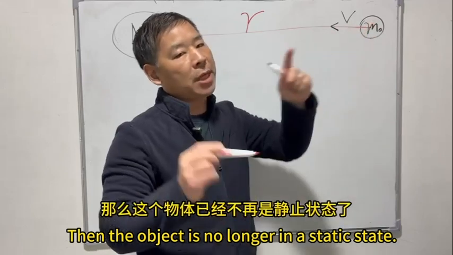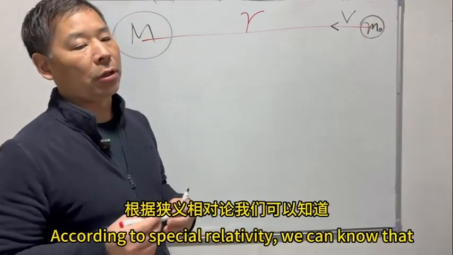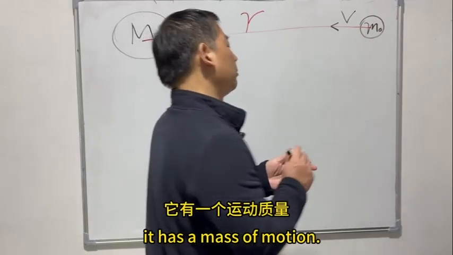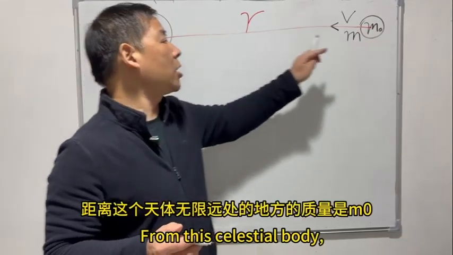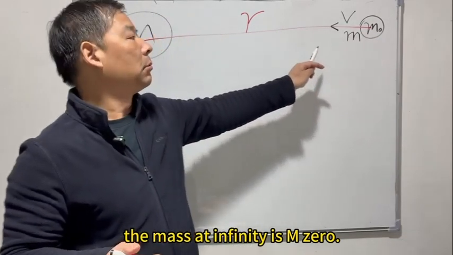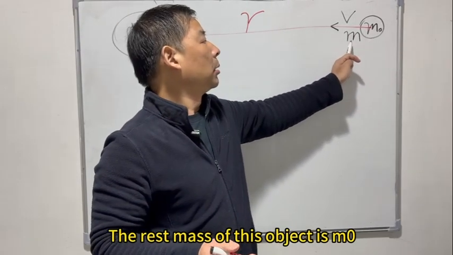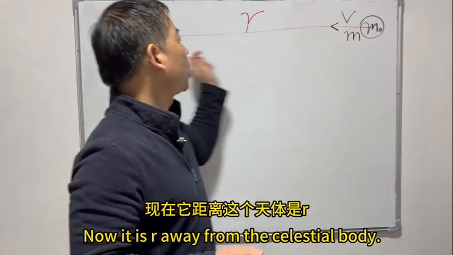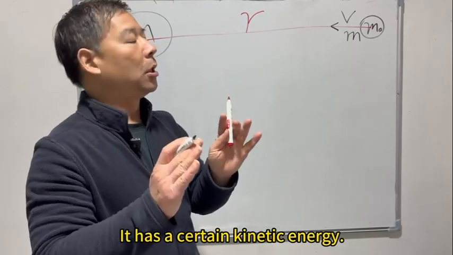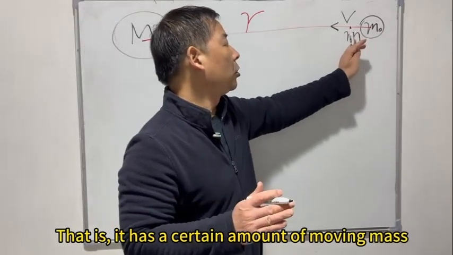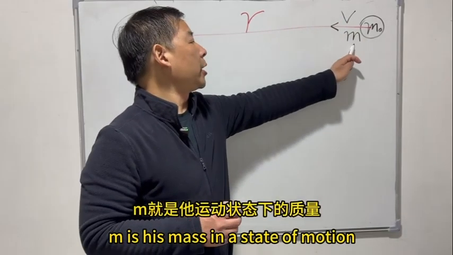Under the influence of gravity, the speed of the object increases from 0 to v. Then the object is no longer in a static state. It has a certain kinetic energy. According to special relativity, we know that it has a moving mass, which we assume is m. At an infinite distance from celestial body M, the rest mass of this object is m0. Now it is r away from the celestial body and its velocity is v, so it has a certain amount of moving mass. Its mass in a moving state is denoted by m.